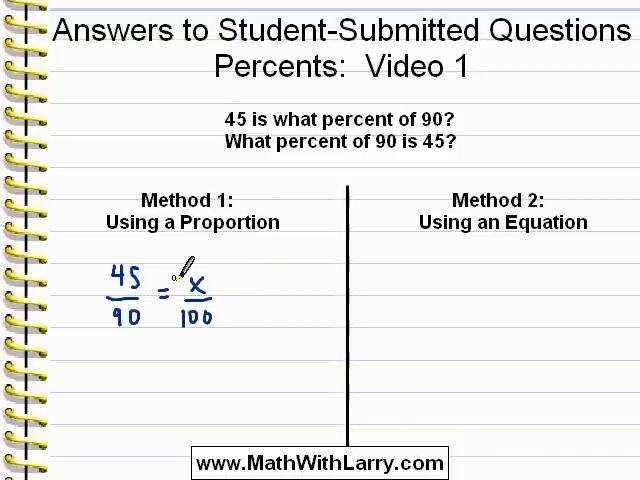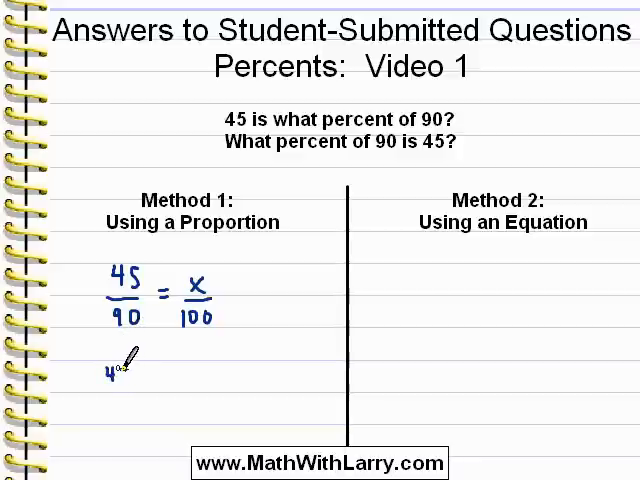So the way to read this, the way to think about it, is 45 is to 90 just as what is to 100. And the answer to that what, the answer to x, will be our percent. It'll be the answer to the question. Of course, to solve a proportion, we cross multiply.